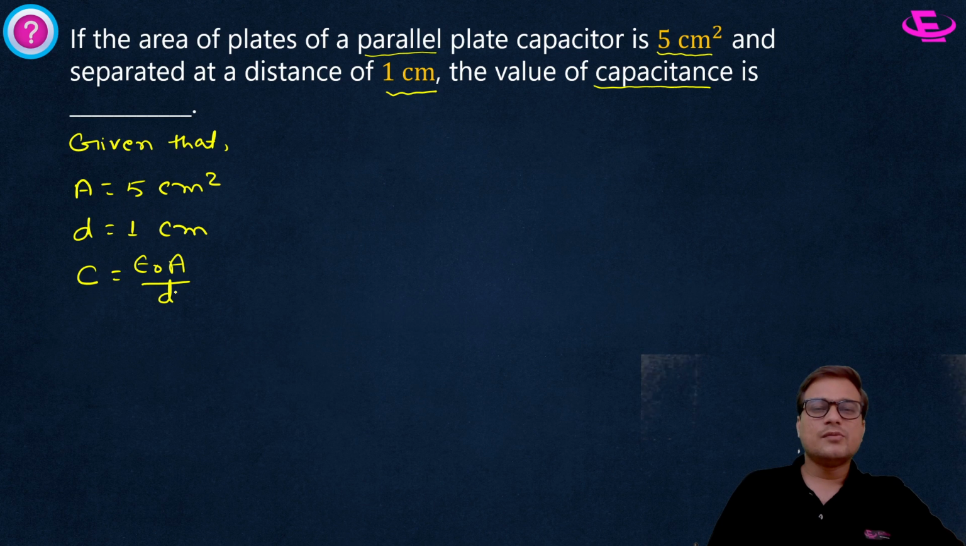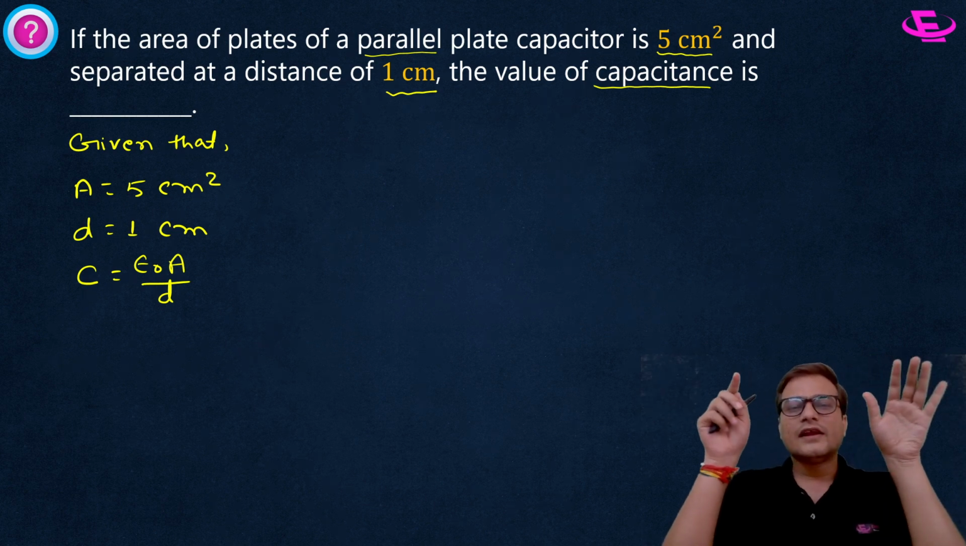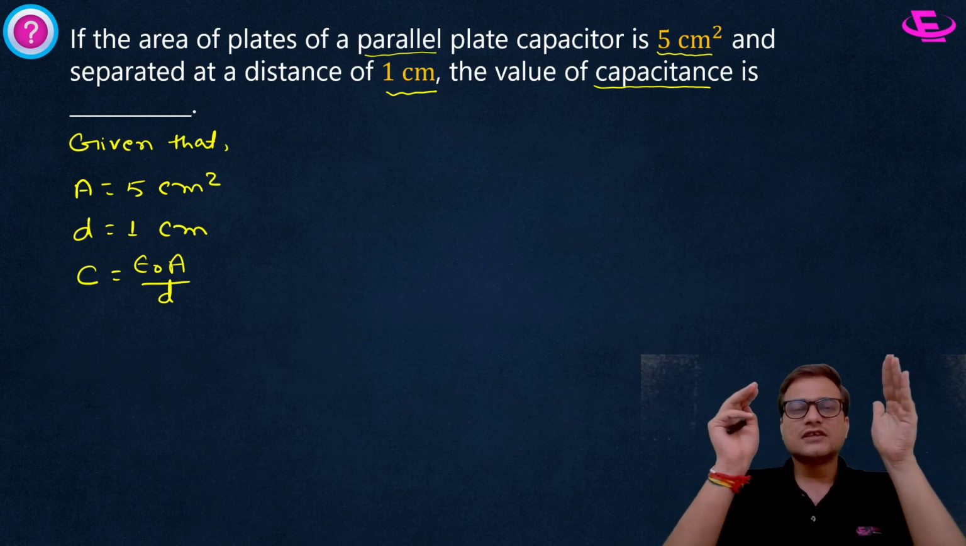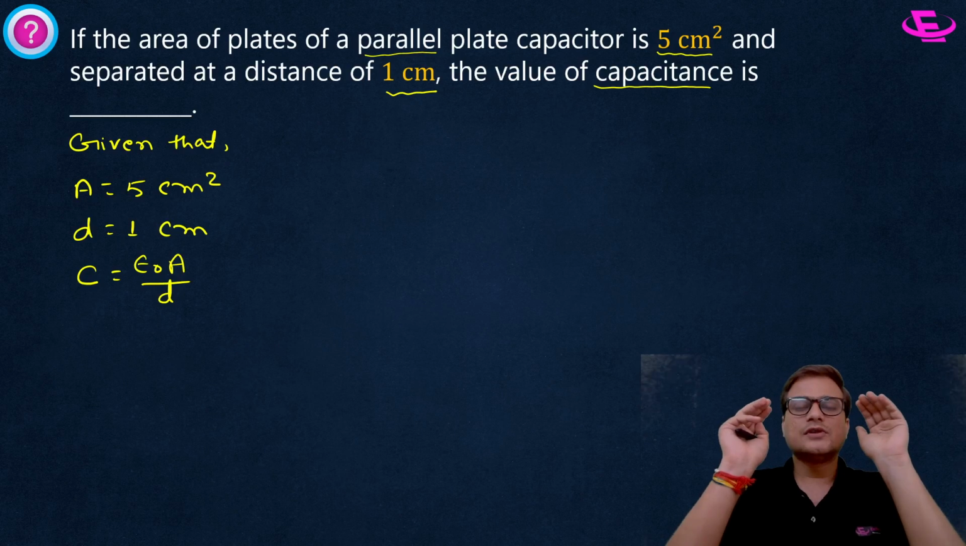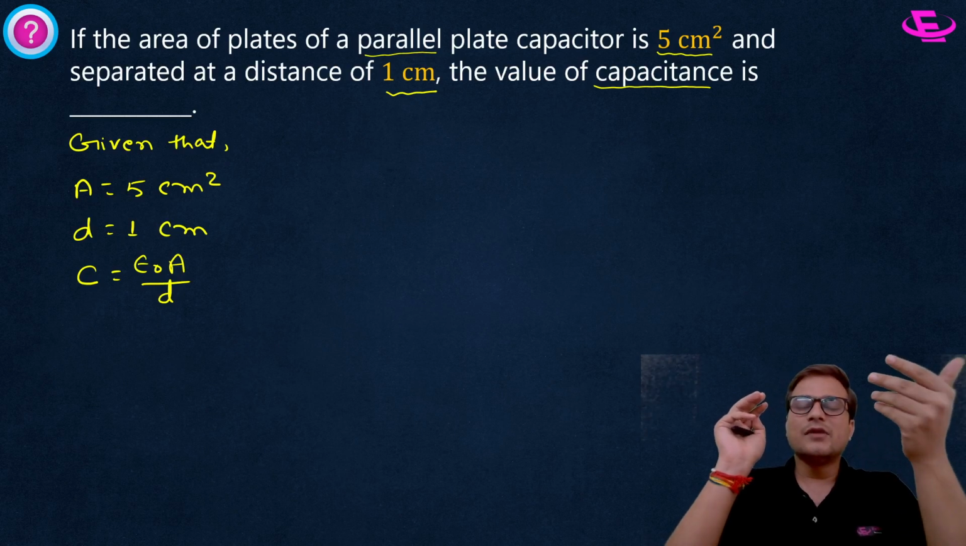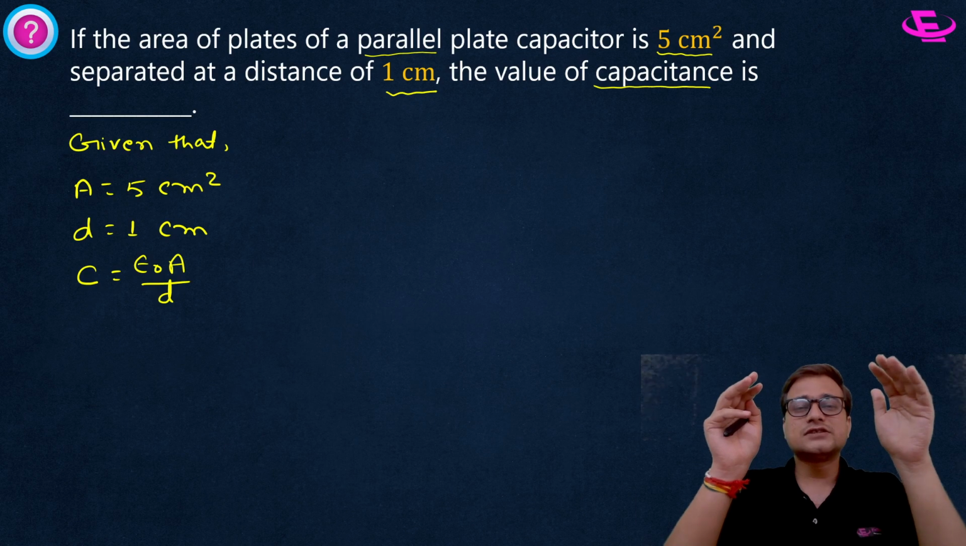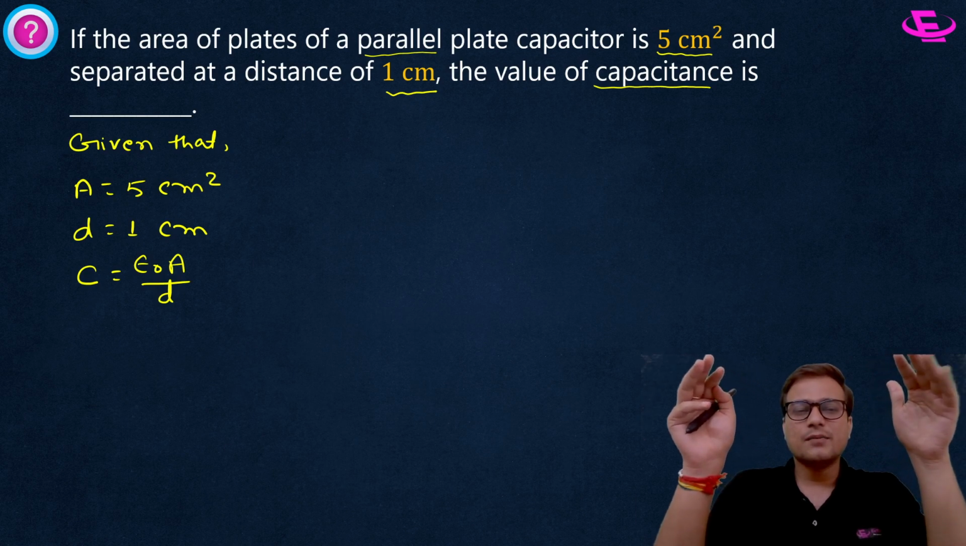Now your question will be, sir, why have you written epsilon naught here? Here you can see that no dielectric medium detail is given to you. If no such detail is given, then you have to assume that it is vacuum or free space, and its permittivity will be equal to epsilon naught, which is 8.85 into 10 to the power minus 12 farad per meter.